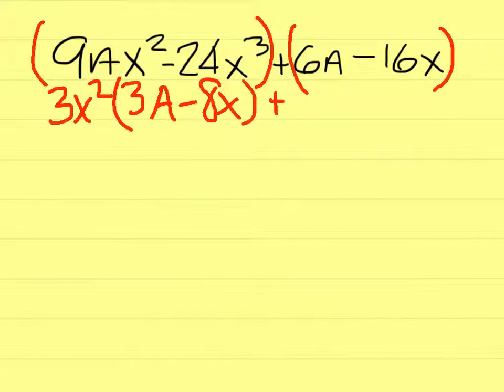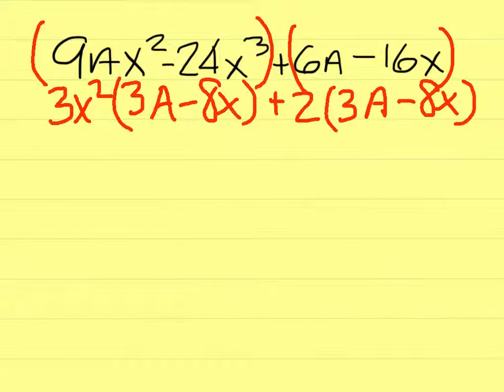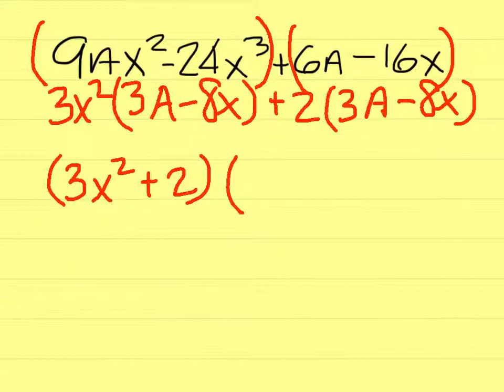We have a plus, and I hear somebody say a 2. Anything else? No? Okay. What's left? 3a and minus 8x. Good. So what's next? Grouping again. We have 3x squared plus 2. It's one quantity. And what's the next quantity? 3a minus 8x.